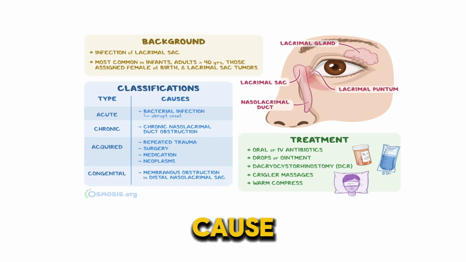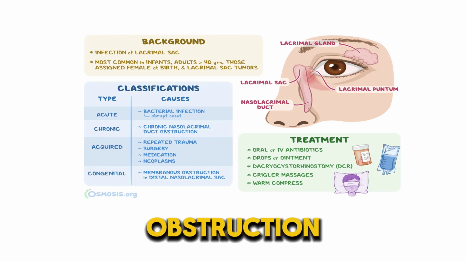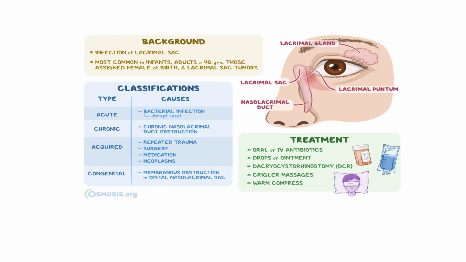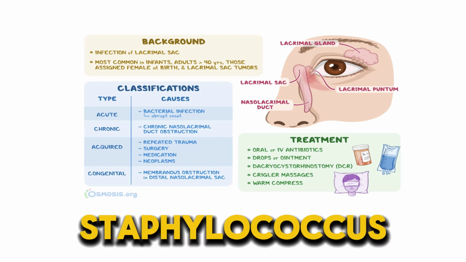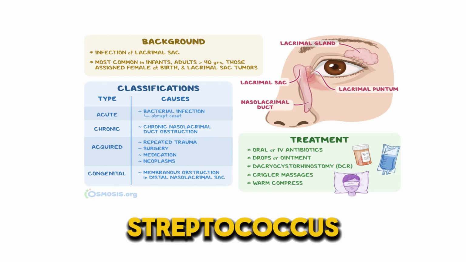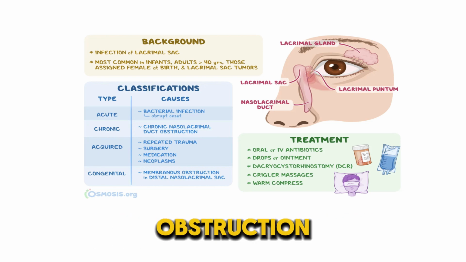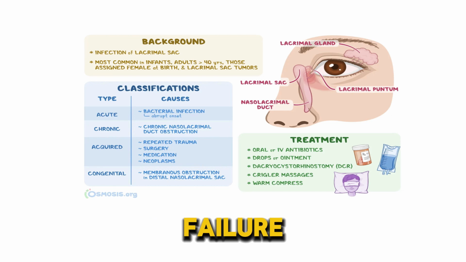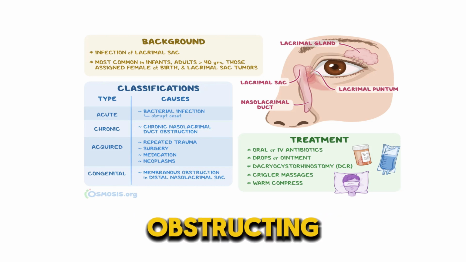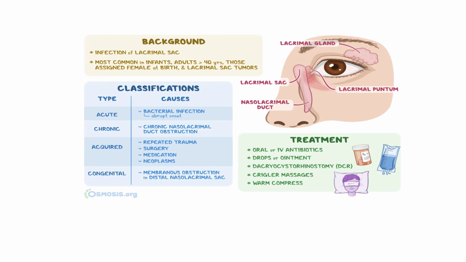The underlying cause is nasolacrimal duct obstruction leading to secondary infection. Common organisms include Staphylococcus aureus and Streptococcus pneumoniae. Congenital obstruction can occur in infants due to failure of canalization. Other causes include trauma, nasal pathology, or tumors obstructing the drainage system.